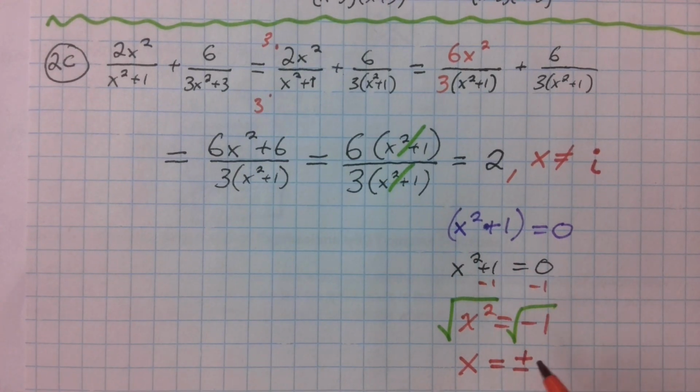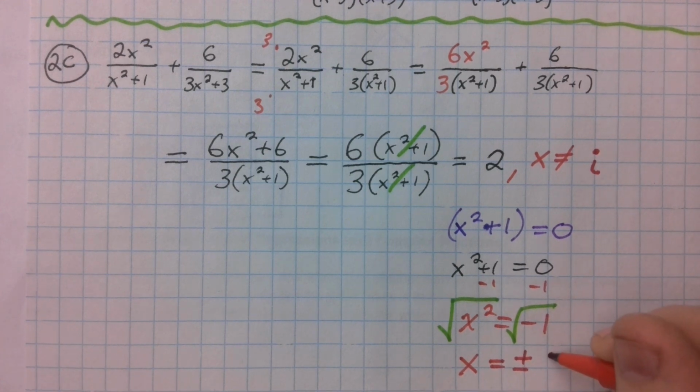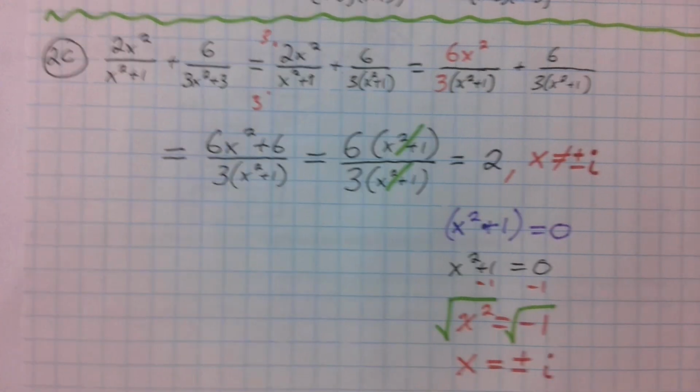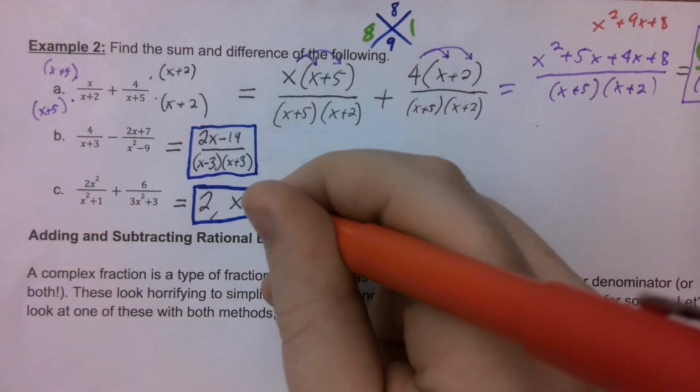And we know that by definition, the square root of negative 1 is just i. Oops, I realized I forgot the plus or minus there. So x can't be i, and x also can't equal negative i.